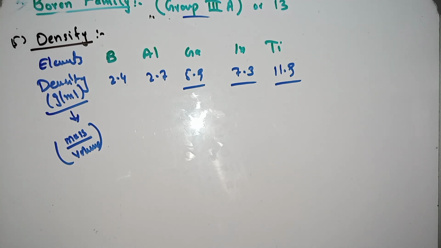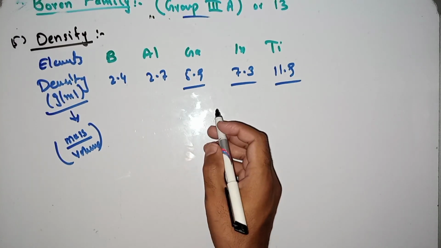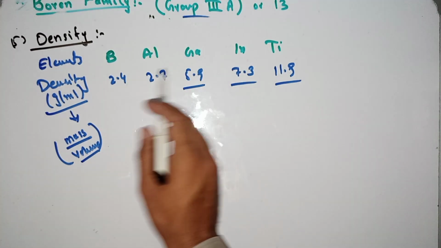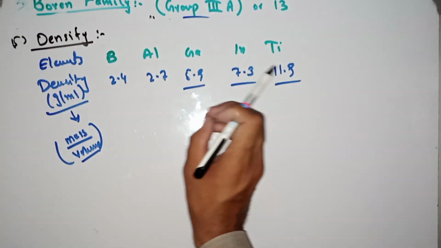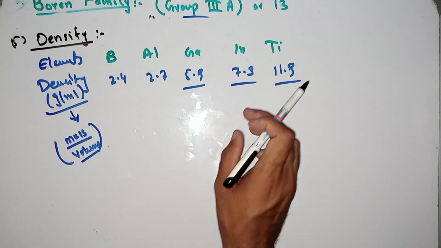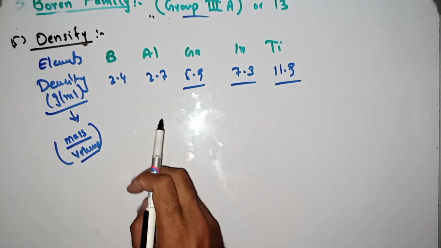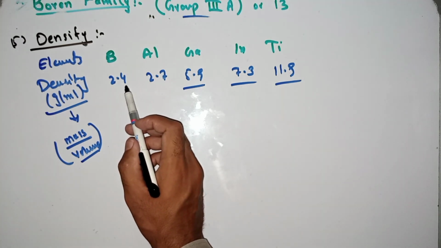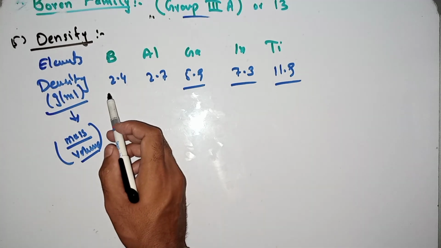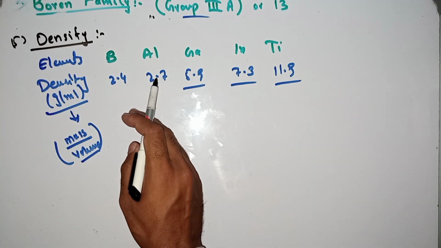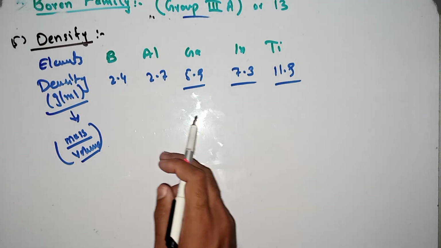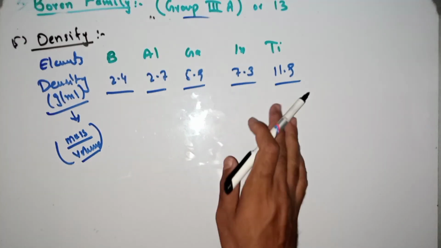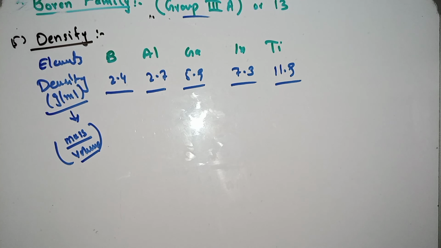In the periodic table from top to bottom, the atomic volume increases, but the atomic mass increases too much. So the ratio of mass and volume becomes larger. Boron and aluminium have comparatively low values as compared to gallium, indium and thallium. This is due to their lower atomic masses, so their density is lesser. I hope the points will be clear.